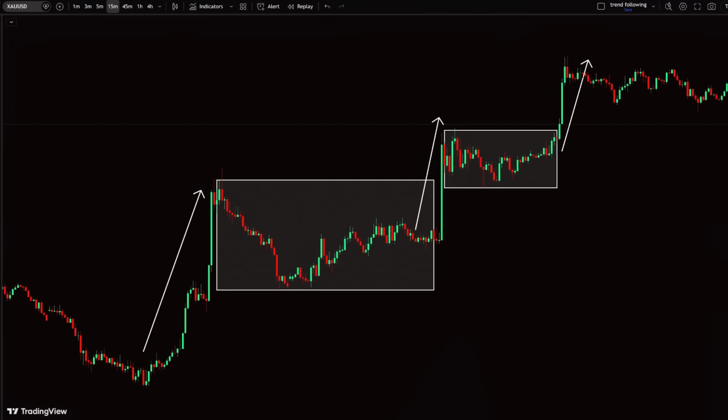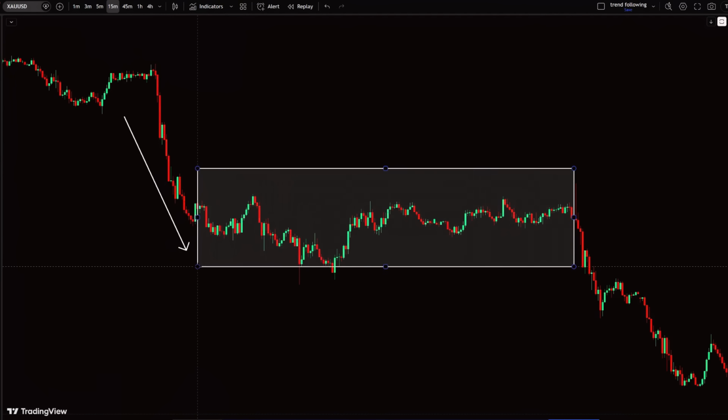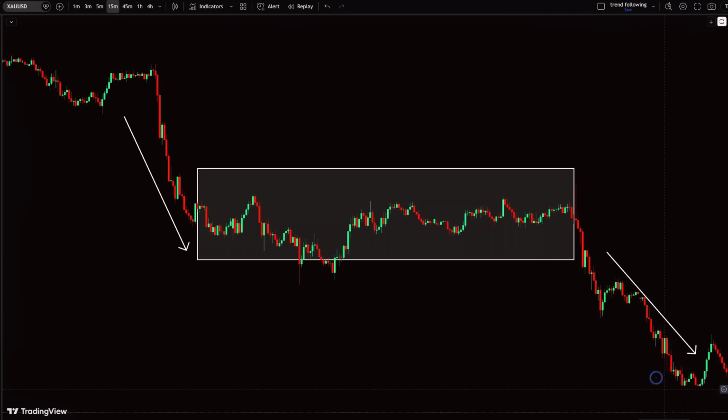Now forget that chart for a second. Here's another one, different section of the chart. But watch the sequence. Price trends lower, pulls back, and then keeps moving in the original direction, almost like the market is taking a breath before moving again.